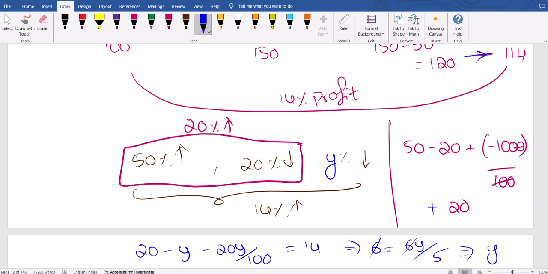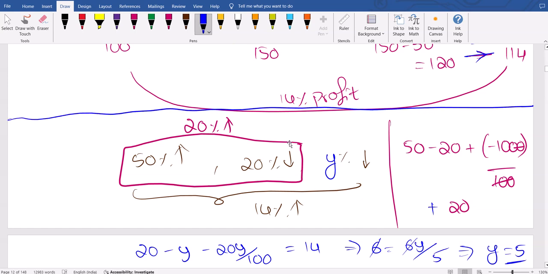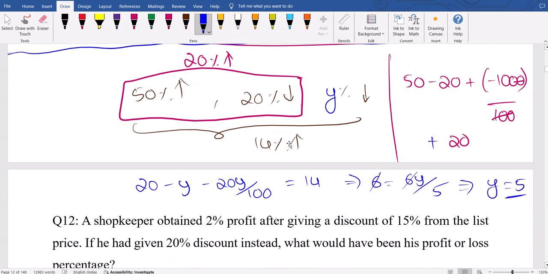See, this is another method, Divya. We cannot apply that x plus y plus xy by 100 for all three items. We can apply it to two at a time only. This is another method.